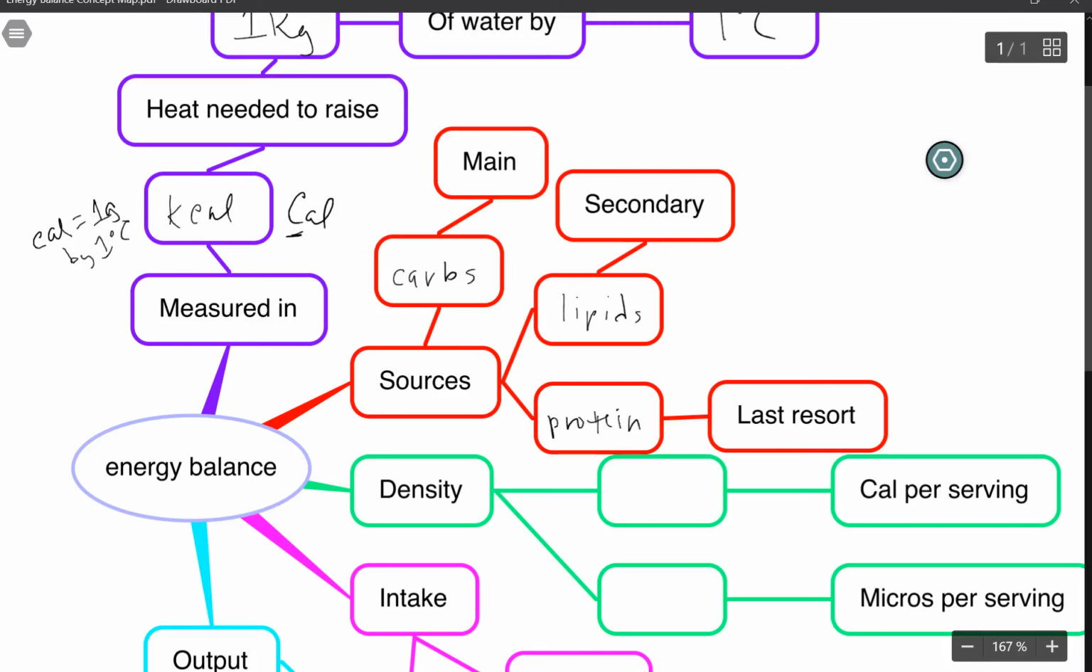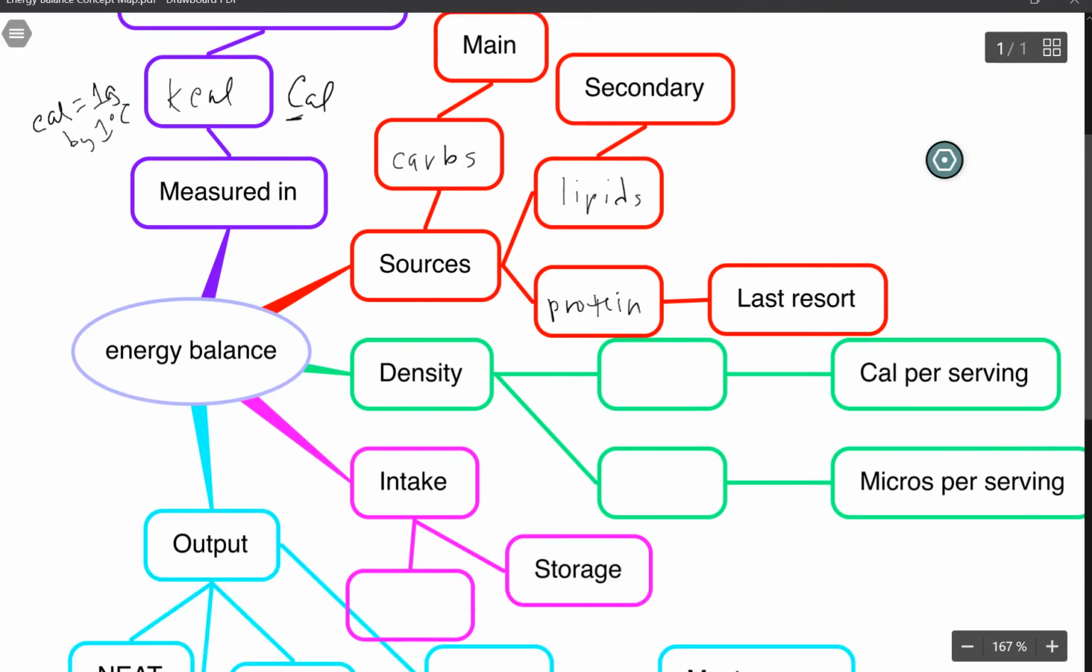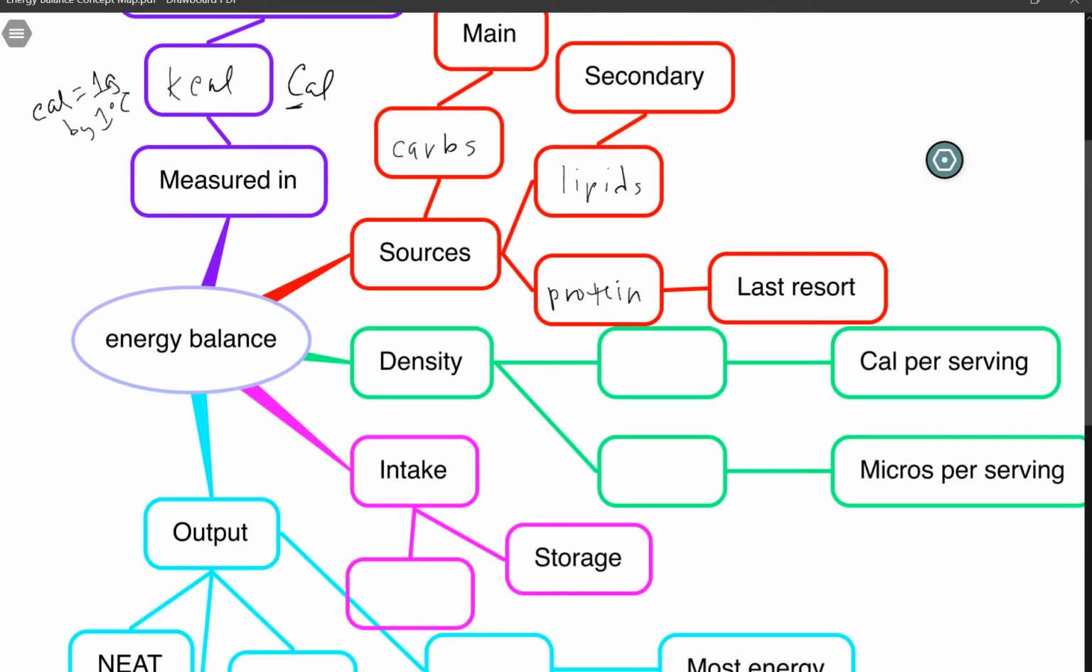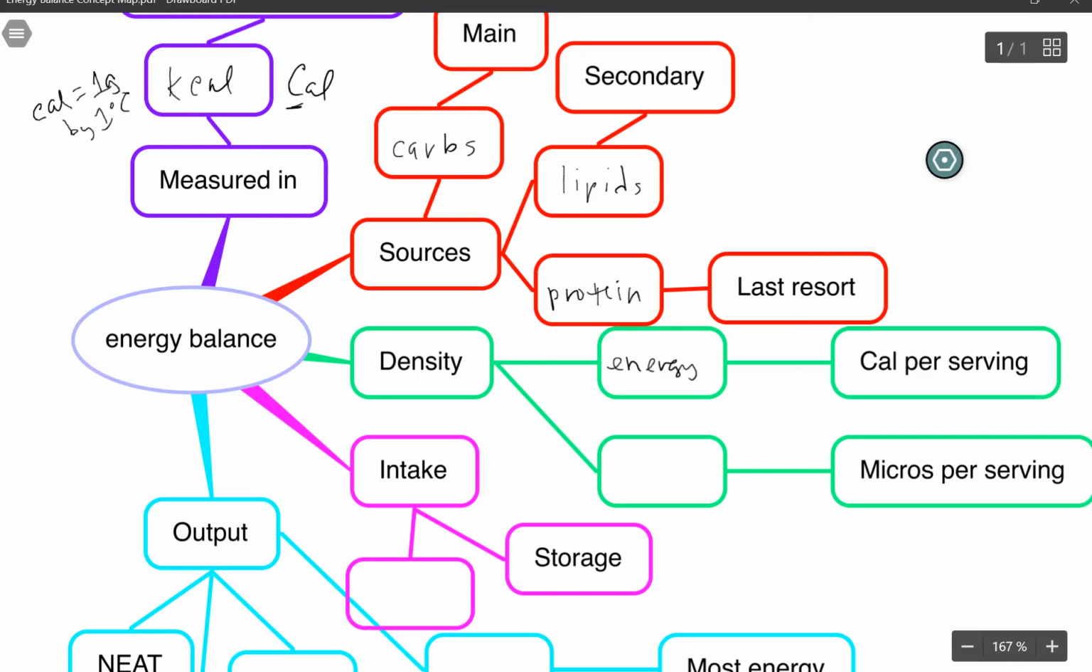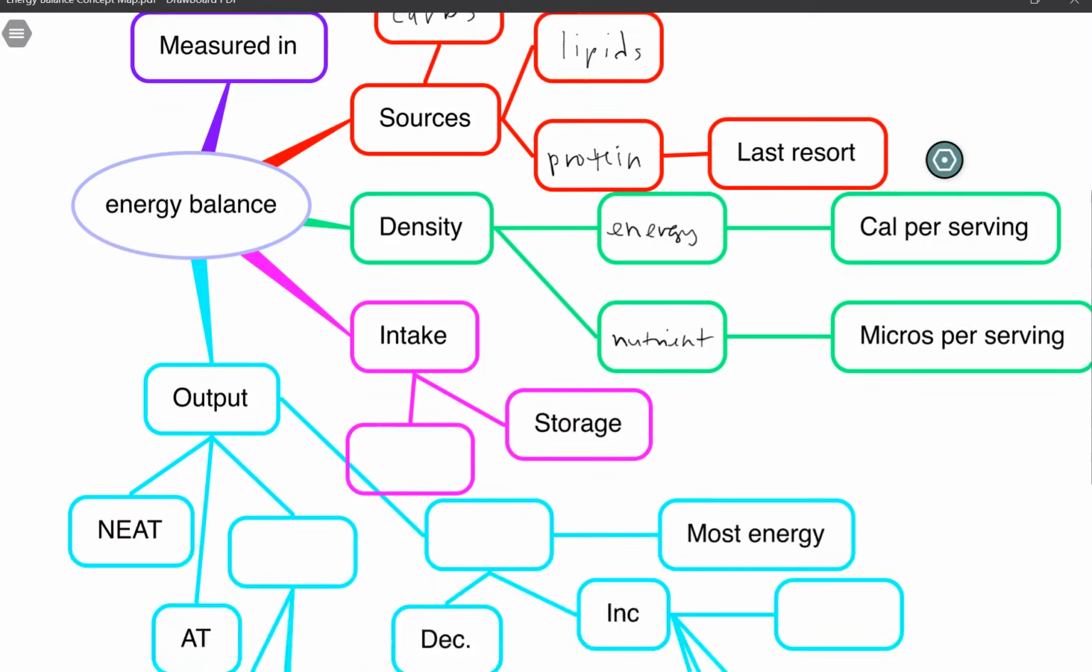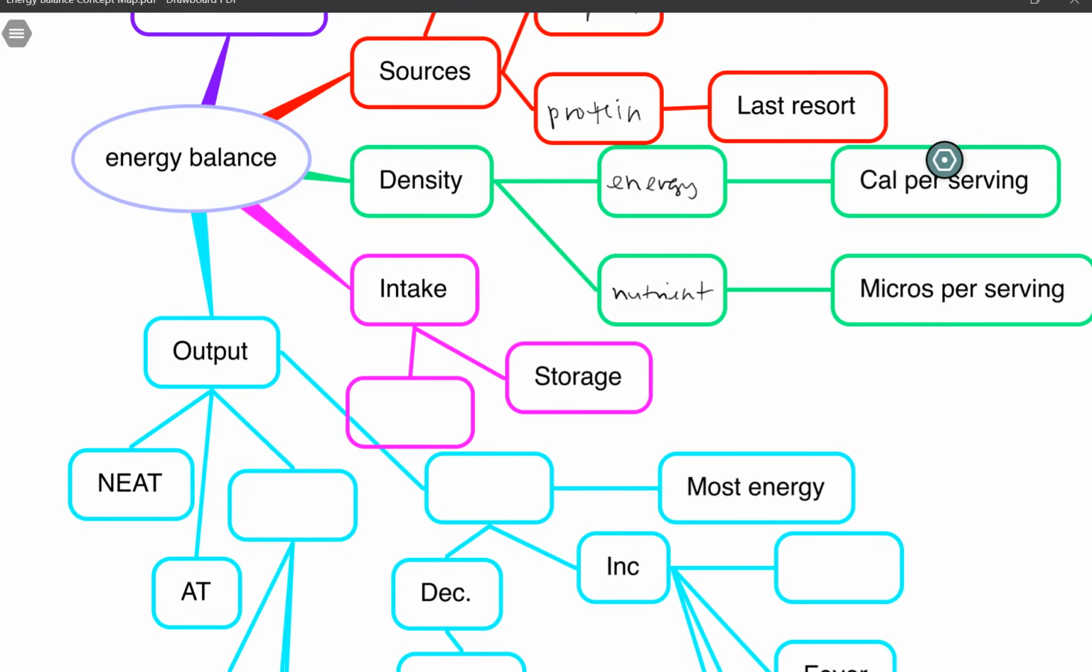Protein has so many other varied and important functions in the body that the last thing we want to do is use it for ATP generation. We looked at different types of density in foods. You can either have energy density. So energy dense foods are those that have a lot more calories per serving. So that would be things like avocados or more high fat stuff. And then we can also have nutrient density. More nutrient dense foods are those that have a lot more vitamins and minerals per serving. So those are, again, a lot of your plant items would fall into that category.